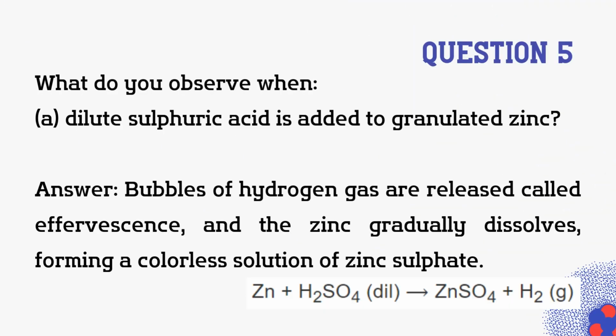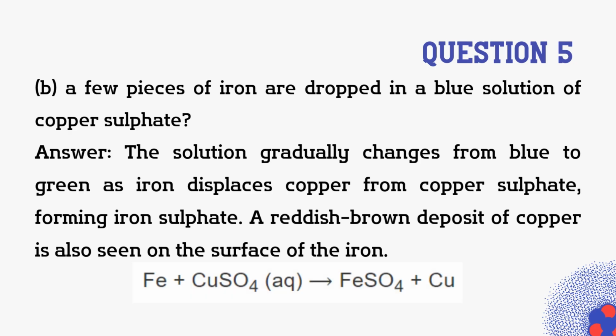Next question 5. What do you observe when A. Dilute sulfuric acid is added to granulated zinc? Answer. Bubbles of hydrogen gas are released, called effervescence, and the zinc gradually dissolves, forming a colorless solution of zinc sulfate.